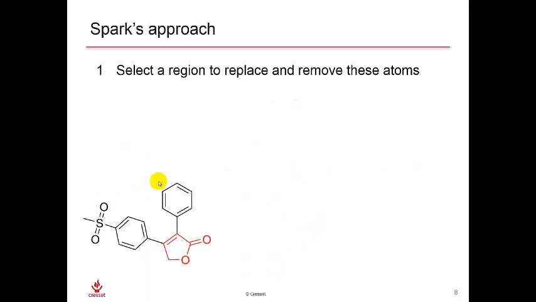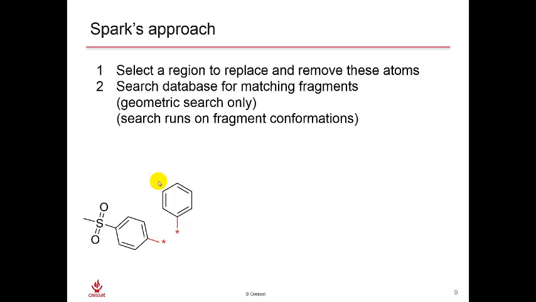To do a Spark experiment, the approach is simply to circle the bit of the molecule that you want to replace. The software records the distance between the attachment points as well as the angle. Conformationally populated fragment databases are then searched for fragments that have the correct number of attachment points and correct geometry.